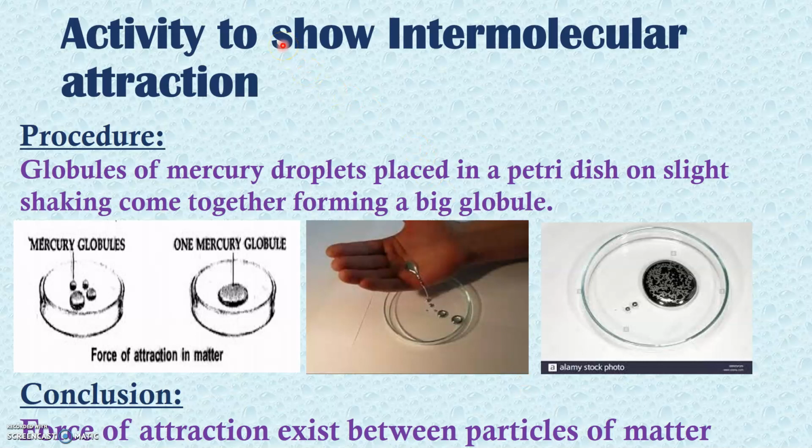First, we are going to see an experimental study which shows that particles of matter have intermolecular attraction. For this, we need a petri dish and also globules of mercury. Now, place the globules of mercury kept at a distance in a petri dish, as you can see in the picture here. Now, shake the petri dish slowly and now you can see that the mercury globules have come together forming a big globule.